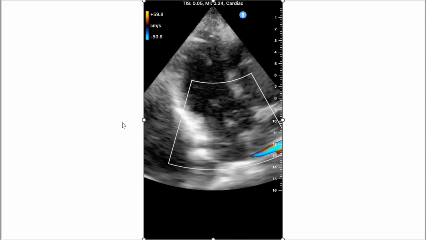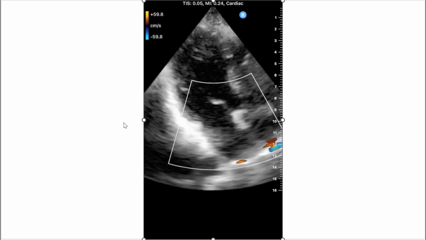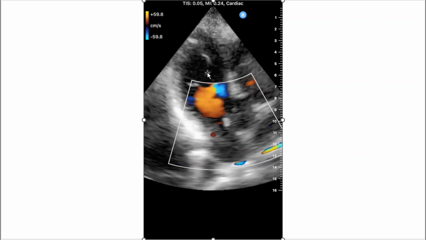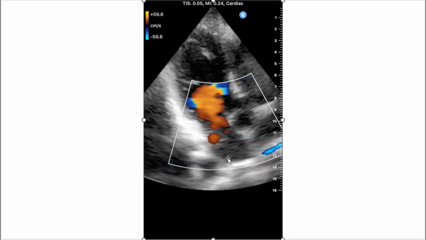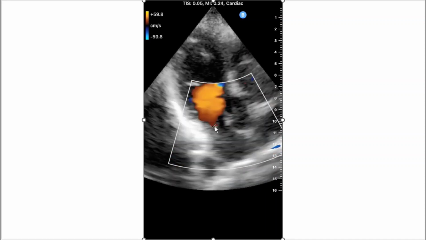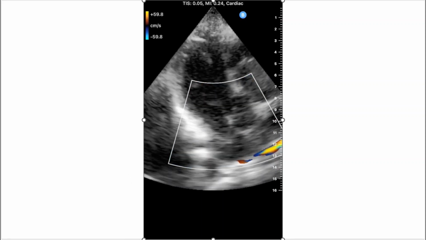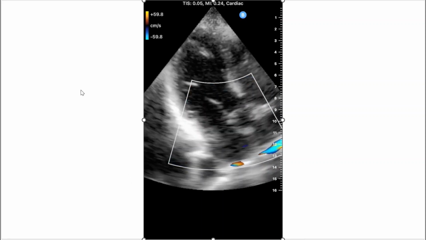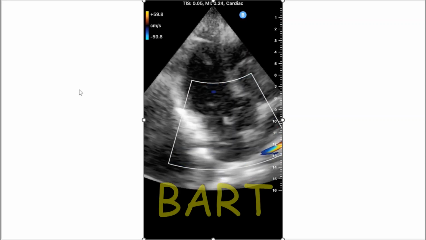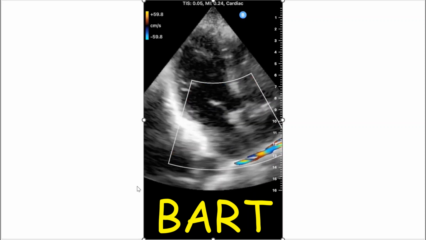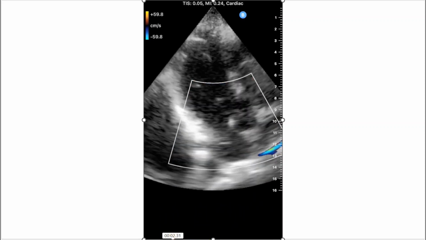Here's a video of the prior apical 3-chamber view with color Doppler. You can see that the blue is going across the aortic valve, and then the red is going across the mitral valve. And that's normal. Remember, BART, B-A-R-T: blue away, red towards, in relationship to the probe.